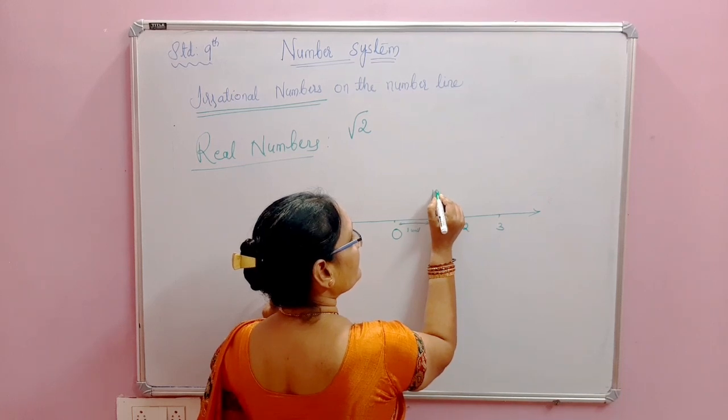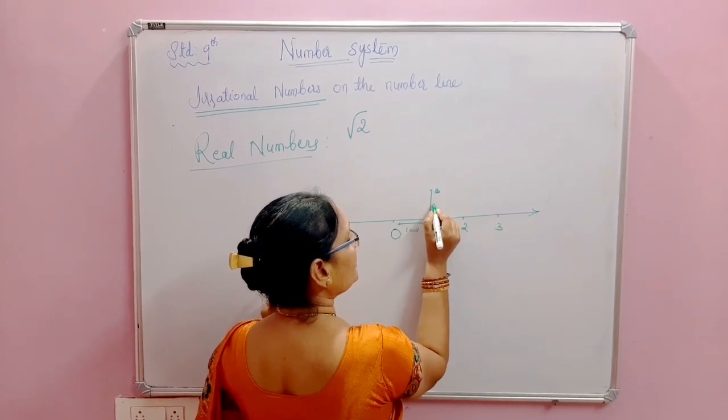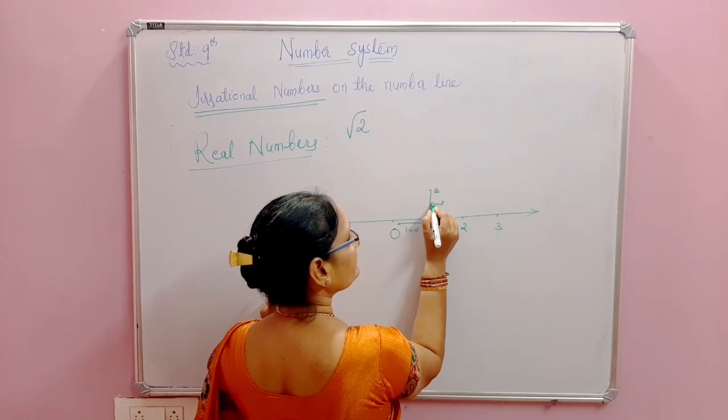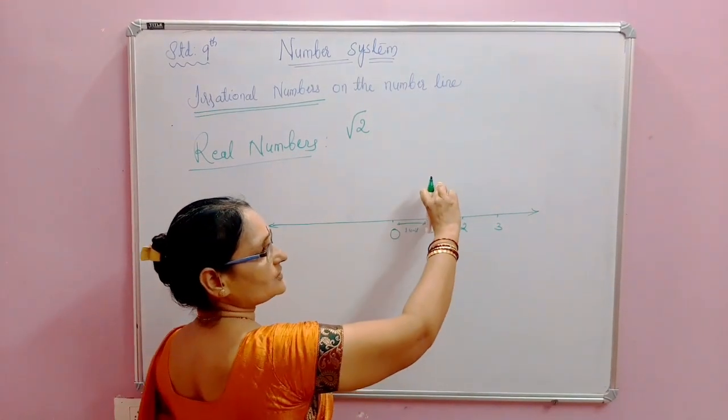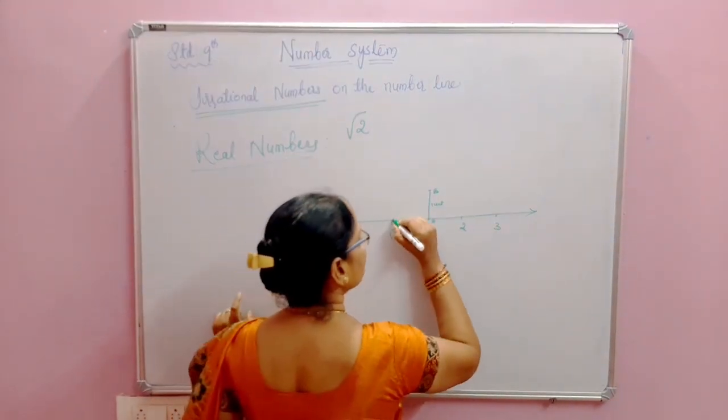OB, this is point B. How much is it also? 1 unit. This also 1 unit. This also 1 unit. You just add this OB.